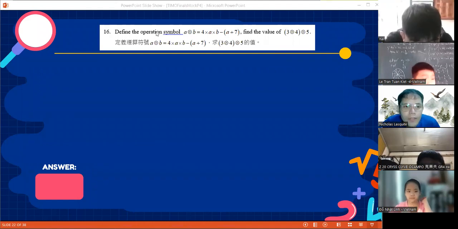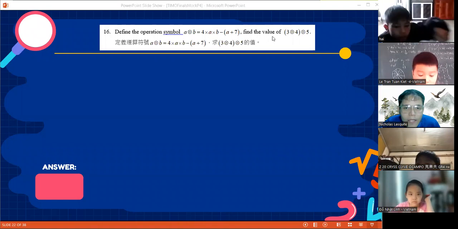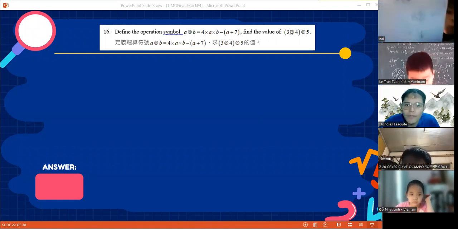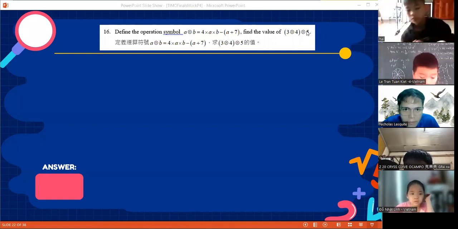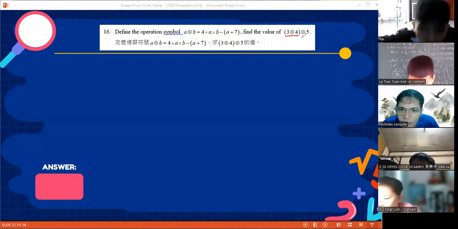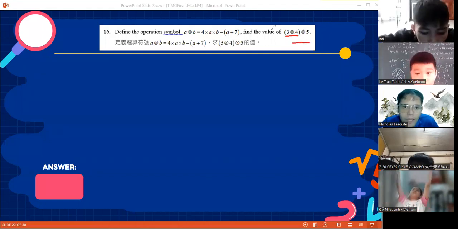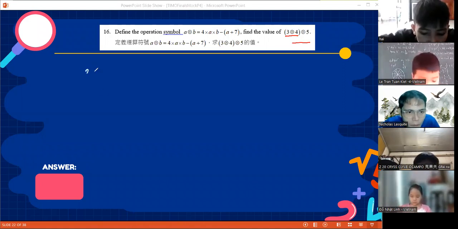Okay. So define the operation symbol as this. Find the value of 3 operation 4 and then operation 5. There's a parenthesis, right? So meaning we need to start with this first. Then later, if you have the value of this one, you need to get the value of this one, operation 5. Okay? So we're gonna start with the very basic 3 operation 4.